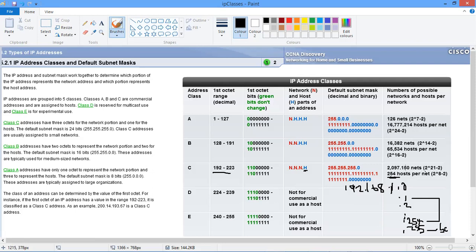The number of networks is that. The number of IP addresses I can get in class B is 2 raised to the power 16 minus 2. And A is this. You can do the calculation.